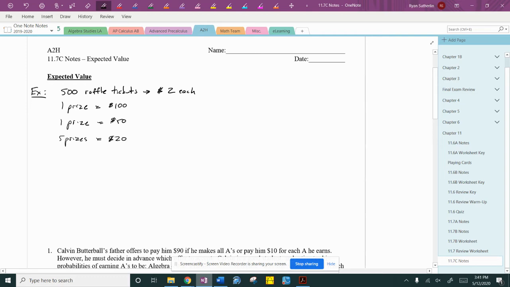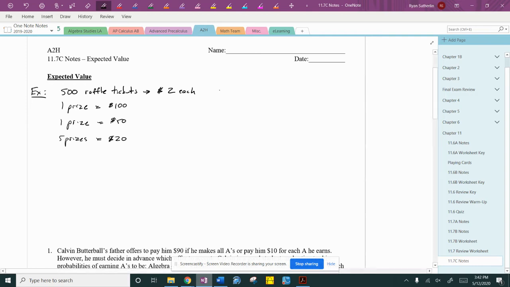And so my question would be, what's the expected value in this problem? What that means is, if I play this raffle and spend my $2, what is my expected outcome? Am I expected to win money? Am I expected to lose money? How much am I expected to win or lose? And when I do these, I like to use a table.